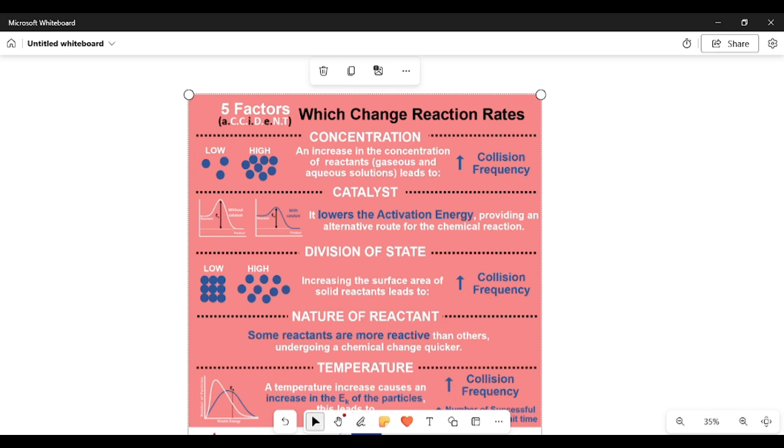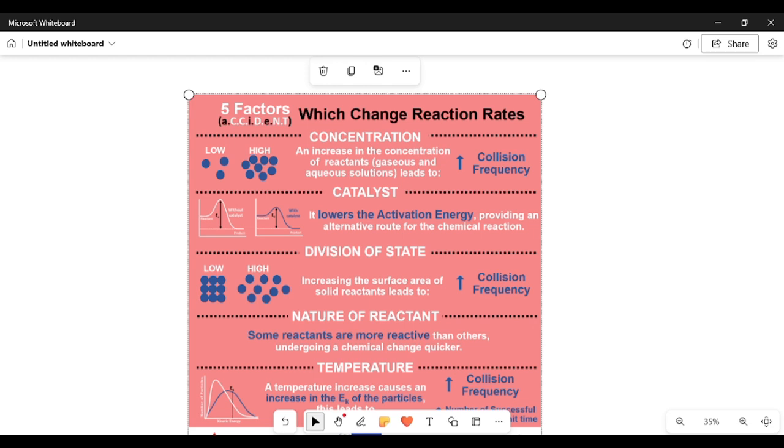So in this video, we're going to be looking into 5 factors that affect your rate of reaction. Now remember, what exactly is your rate of reaction? This is the speed at which a chemical reaction is taking place. And now we're going to be looking into 5 factors that affect that speed. Now, the first one being concentration, right?